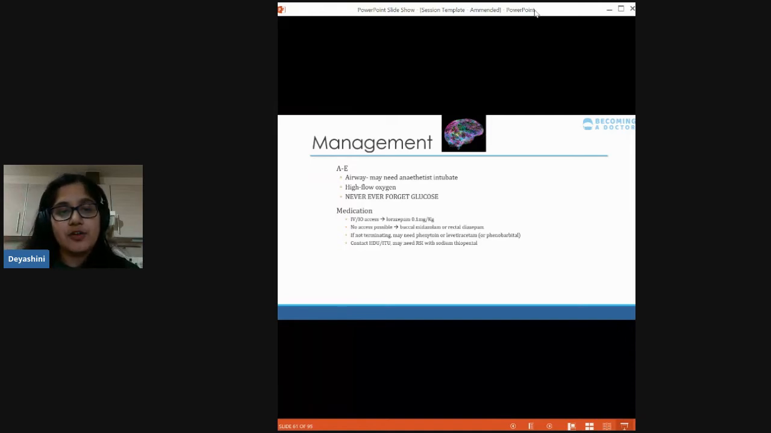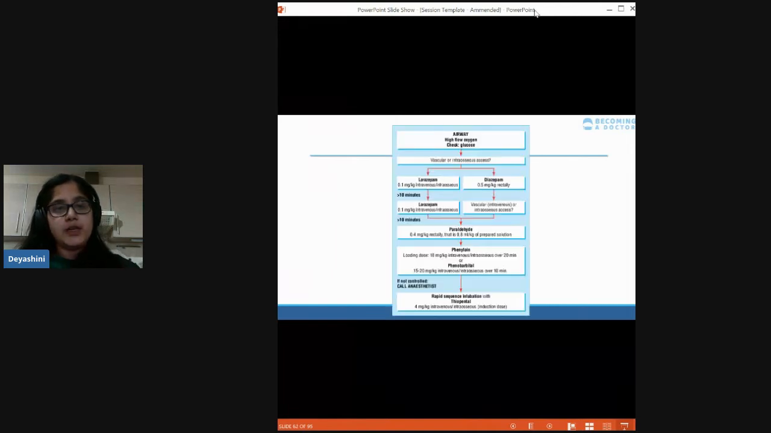And basically, if it's not terminating and you're needing to go to phenytoin, I would be quick to escalate to HDU or PICU, because the child might need rapid sequence induction, RSI, with sodium thiopental. So this is just a pictorial format of that. This is taken from, I can't remember which NHS trust, but this is one of their guidelines.